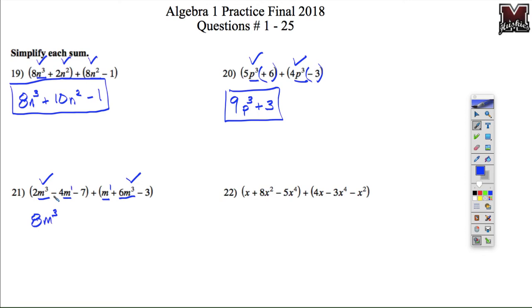I have a -4. Remember, I include the negative with it. And, oh, there's nothing in front of that m. Remember, if there's nothing in front of the variable, nothing in front of the letter, you assume that it's 1. So it's -4 and a 1. -4 plus 1 is a -3. So that's going to be -3m. Perfect. Check off those two.